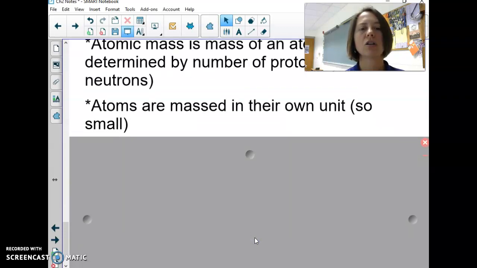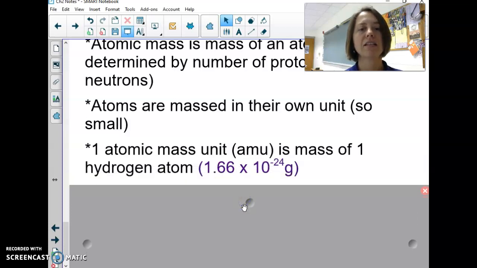And atoms are so tiny that kilograms and grams are just not going to work for them. So they get their own unit of mass. Atoms are massed in their own unit, and that is creatively named an atomic mass unit, abbreviated AMU. And 1 atomic mass unit is the mass of 1 hydrogen atom, which is 1.66 times 10 to the negative 24th grams. If you could imagine trying to add that with all the exponents, it would be complicated, so it's good that we're going with a simpler unit, AMU.